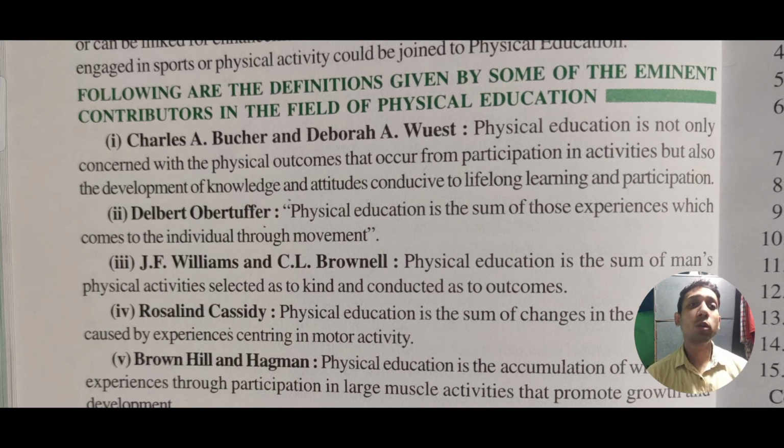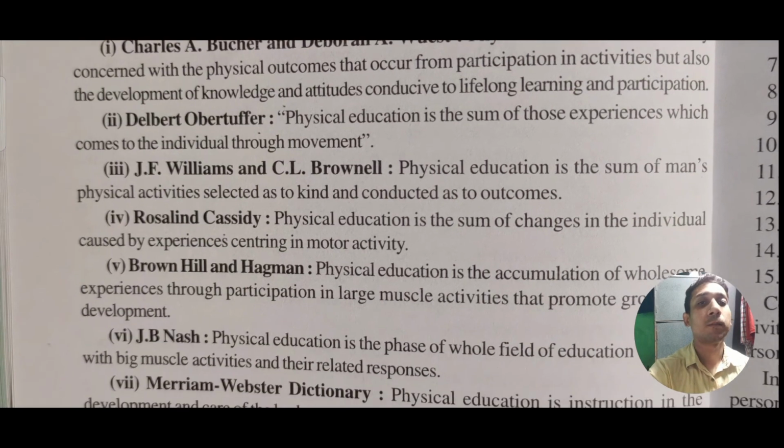Because nobody is going to run for you, nobody is going to jog for you. You have to do it by yourself. Thereafter, J.F. Williams and C.L. Brownell also said that the sum of man's physical activity is selected as to kind and conducted as to outcomes. It means the person who has some physical education has their own kind and a different outcome. Outcomes means what he will get from physical education is different, meaning the physical activities.